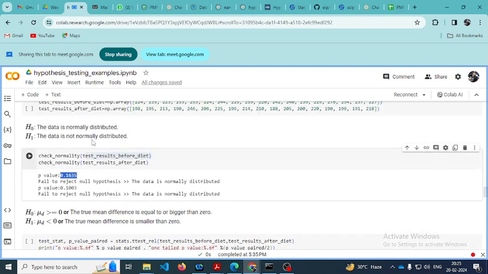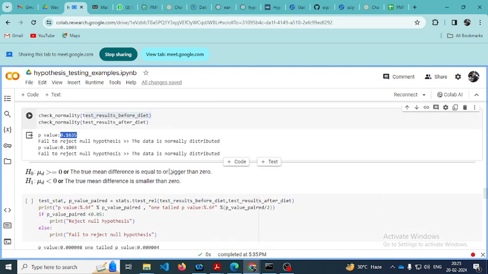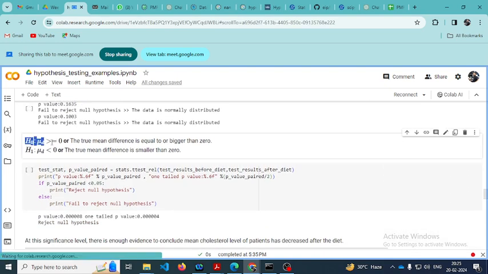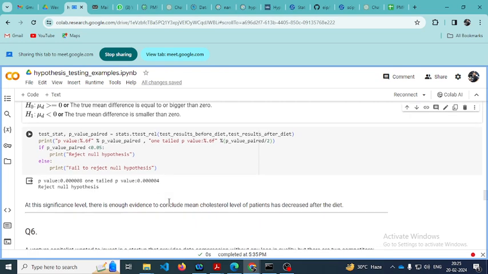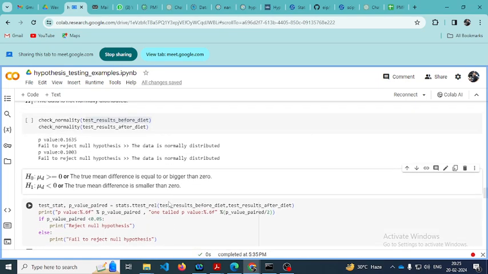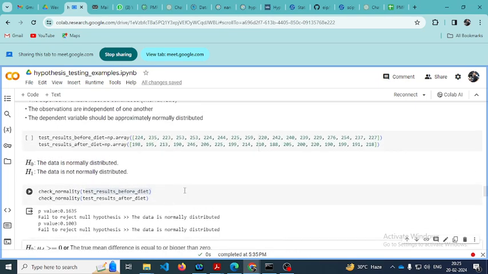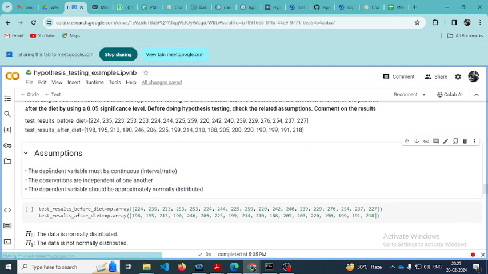Then similarly for after diet also the data is normally distributed. Okay, this is my hypothesis. You can assume your hypothesis like this: the null hypothesis is diet is greater than or equal to 0, and the alternative hypothesis is diet is less than 0. Then, in this example, because you are having a dependent variable, there is no need for the variance assumption.